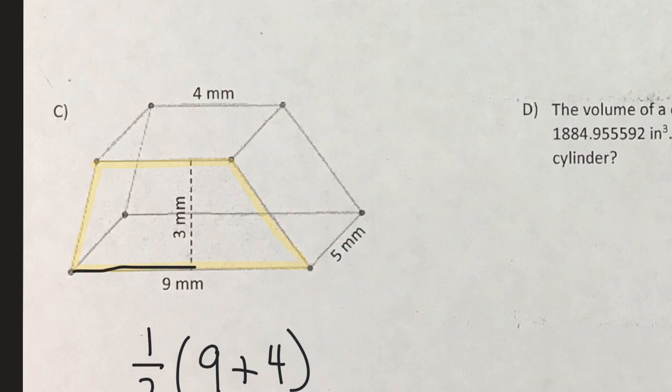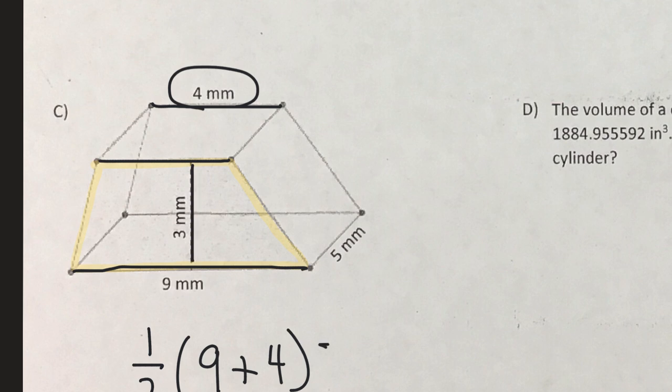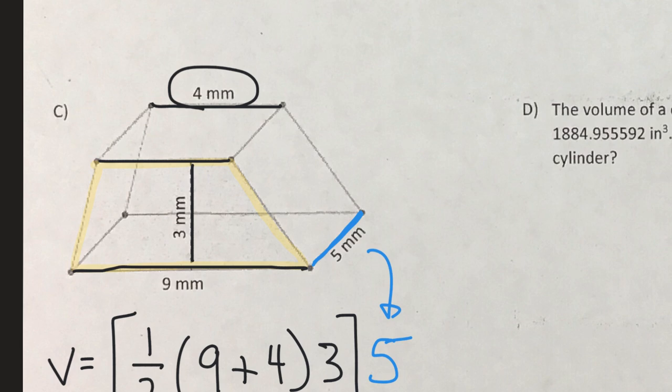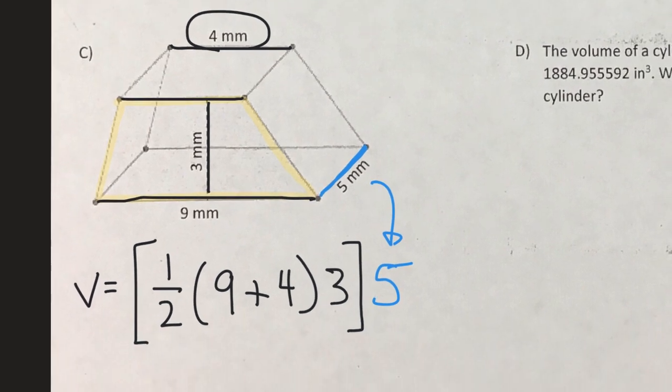Okay, so base 1 is 9. In base 2, we don't have a number, but that's the same as the one here on the back. So base 2 is 4, and our trapezoid has a height of 3. So all of this is going to give us the area of your base, which is a trapezoid. And we multiply that by the height or the distance in between your two bases, which in this case is 5. Okay, so we'll put this all into our calculator, and we get an answer of 97.5 cubic millimeters, or millimeters cubed, if you want to say it like that.